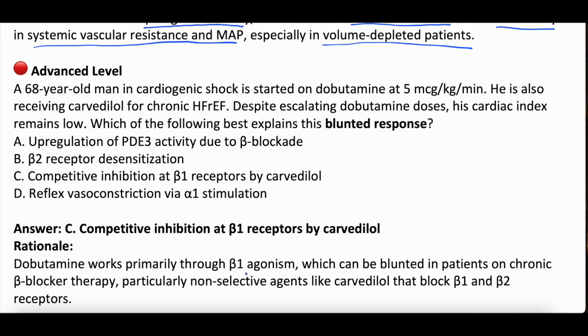So dobutamine works through beta-1 receptor agonism. And in patients on chronic beta blocker therapy, this can actually be blunted, especially patients on non-selective beta blockers like carvedilol. These block both beta-1 and beta-2 receptors and can lead to dobutamine having a more blunted response.